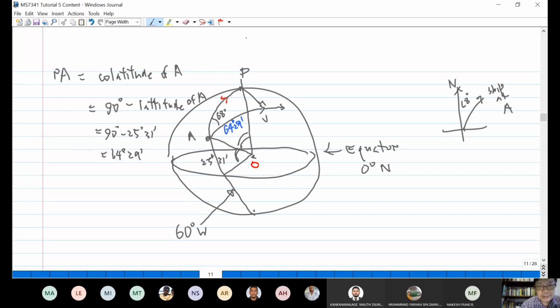Okay, so let's see what we can do. Because of the right angle triangle, immediately you know you have to use Napier's rule. Okay, immediately you have to know Napier's rule. So I just WhatsApp this picture to you because this picture tells a lot of information. So let me WhatsApp this picture to you. Let's see where is it. Yep.